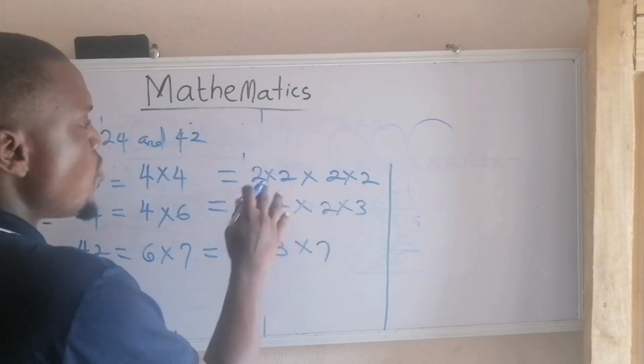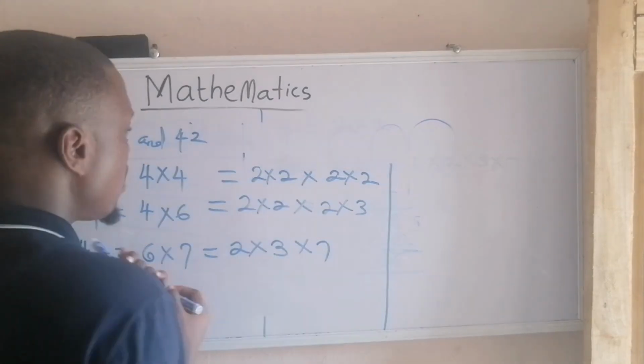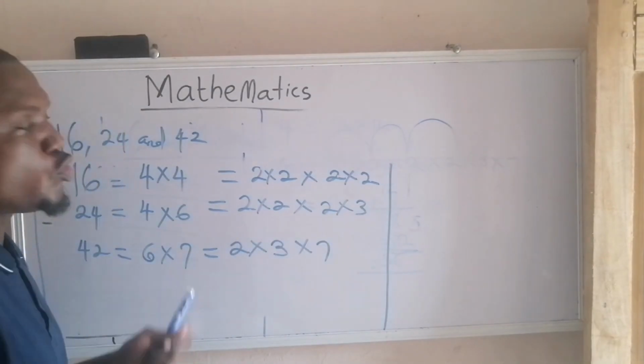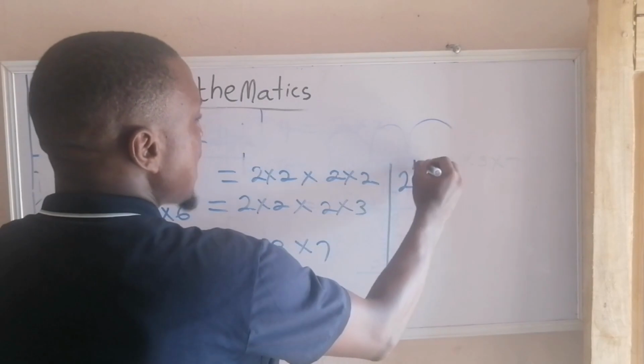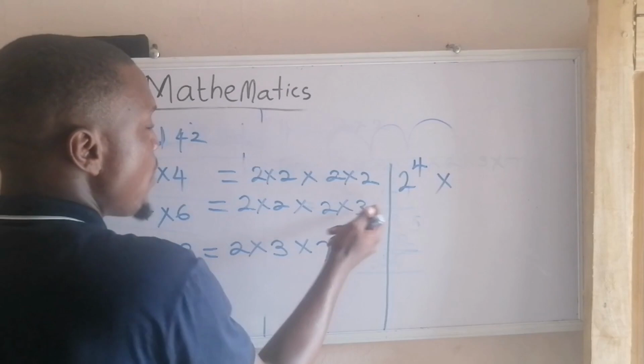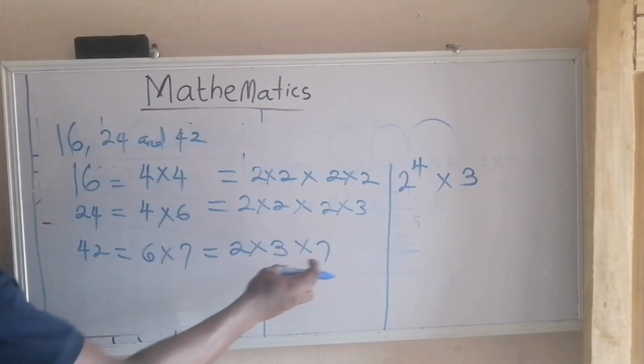2 appear most where? We're going to start with 2. 2 appear many times. 1, 2, 3, 4. Here it appears 1, 2, 3. Here it appears 1. So where it appears most, you pick it. So 2 raised to power 4 is where it appears most. How about 3? 3 appears once. That is 3. 3 appears once. So you have 3, right? Then you have your 7.